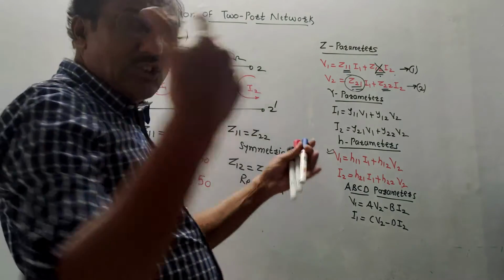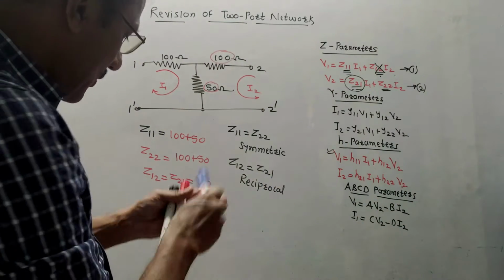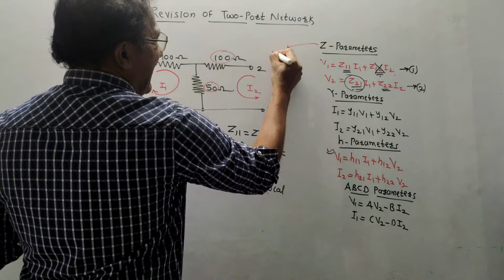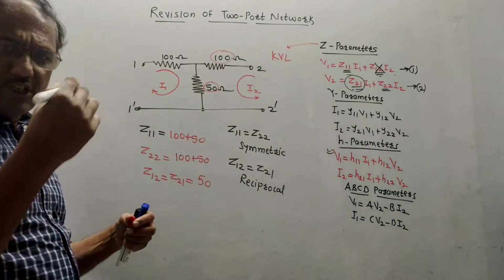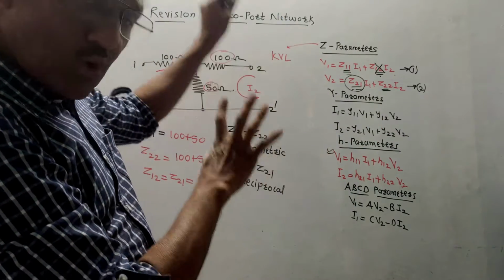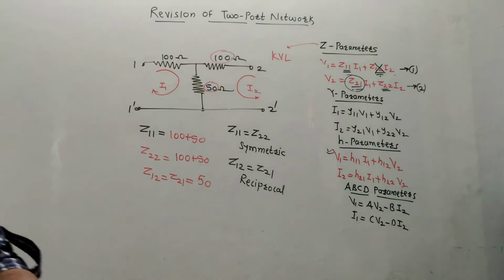If the T network is not there and some other network is there, then keep in mind, always and always, for Z parameters apply KVL, Kirchhoff's voltage law. As I mentioned, I have separately created a video on Z parameters. Do watch that video. So I will explain the calculation of other parameters.